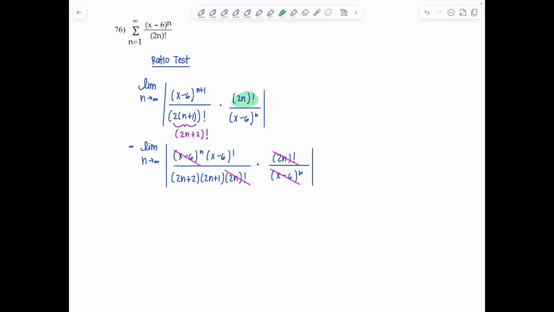So if you want, now we can take absolute value x minus 6 out of the limit, and then we just have limit, n goes to infinity. There's only a 1 left in the numerator now, and then we have 2n plus 2 times 2n plus 1. Beautiful. Well, as n goes to infinity, this quantity goes to 0. And then I'm just left with absolute value of x minus 6 times 0. We've had this happen to us before. This is just 0, which is always less than 1. So that means my series will converge for all x's.